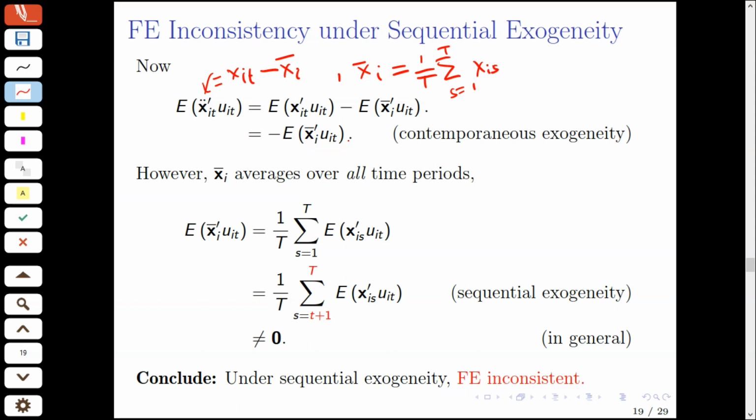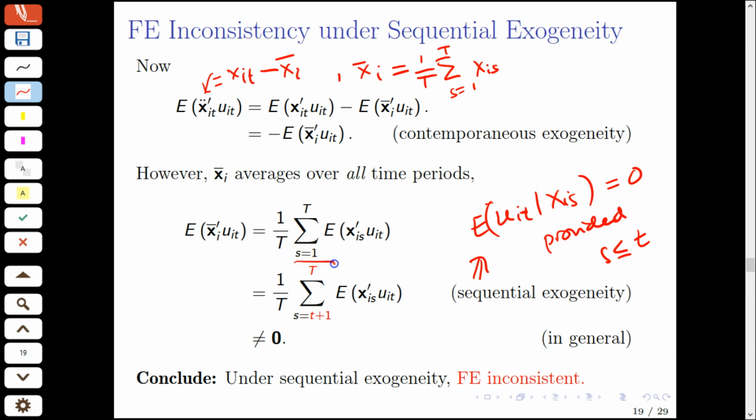However, as the time de-meaned regressors average over all time periods, as we've just recalled, if we substitute in the definition of the time de-meaned regressors and distribute the expectation onto each part of the average, we get an average of expectations. Now we know that under sequential exogeneity, the expectation of u_it given x_is is equal to 0, provided s is in the past, right? Or at least not in the future.